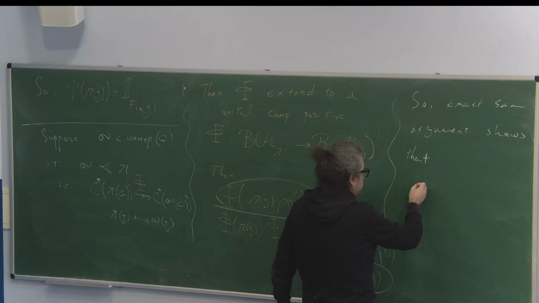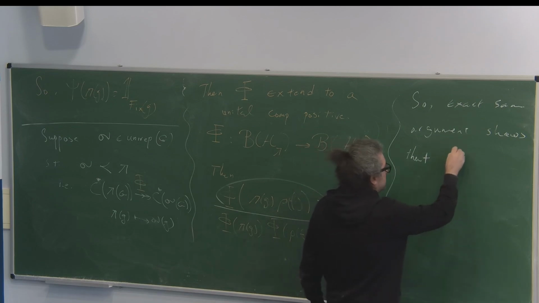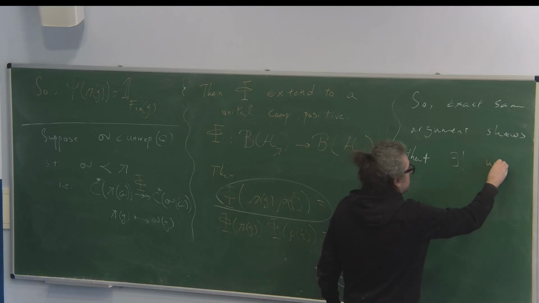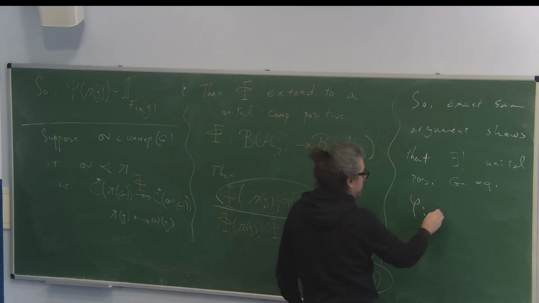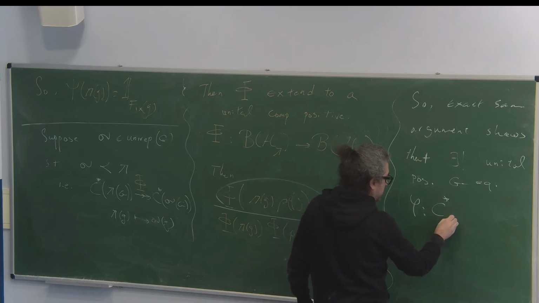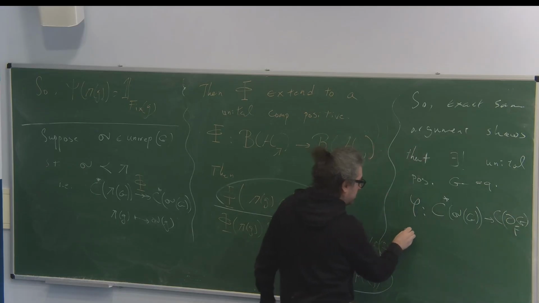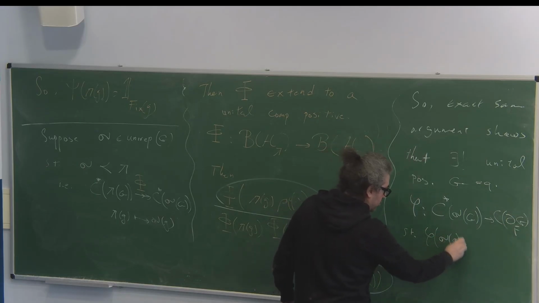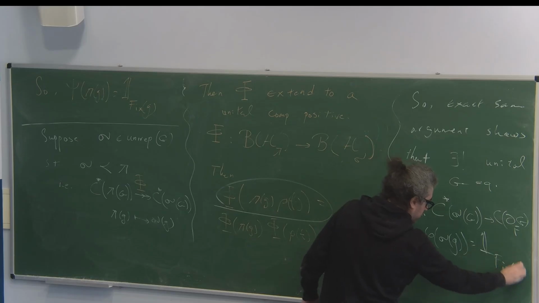there is actually a unique unital positive G-equivariant map. Let me this time call it phi, from the C-star algebra generated by sigma to continuous functions on the Furstenberg boundary, such that now I know where this goes. This goes to the constant functions of the fixed point. The same map.